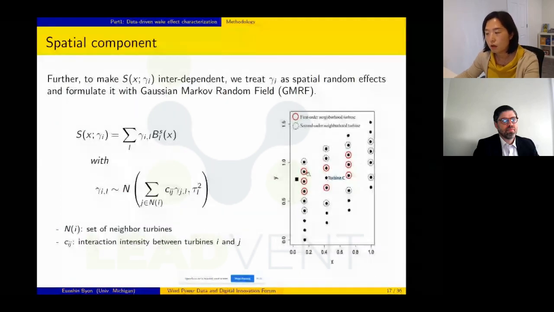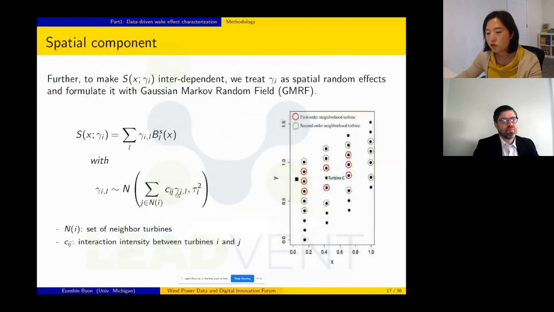So let's look at this layout. Turbine C, for example, should have the spatial term. And this turbine C is affected by its neighbor upstream turbines, and it also affects the downstream turbines. So to capture these interactions, we use the Gaussian Markov random field. Basically, we formulate this coefficient as a function of the coefficients of neighbor turbines. So for gamma I, we use a random effect. We treat this coefficient gamma I as a random variable, and the mean of gamma I depends on the gamma values at the neighborhood turbines.